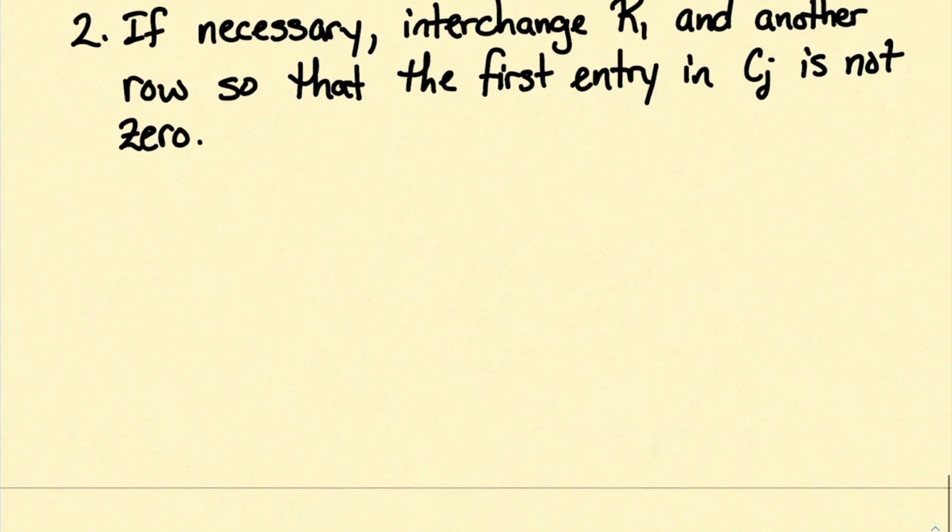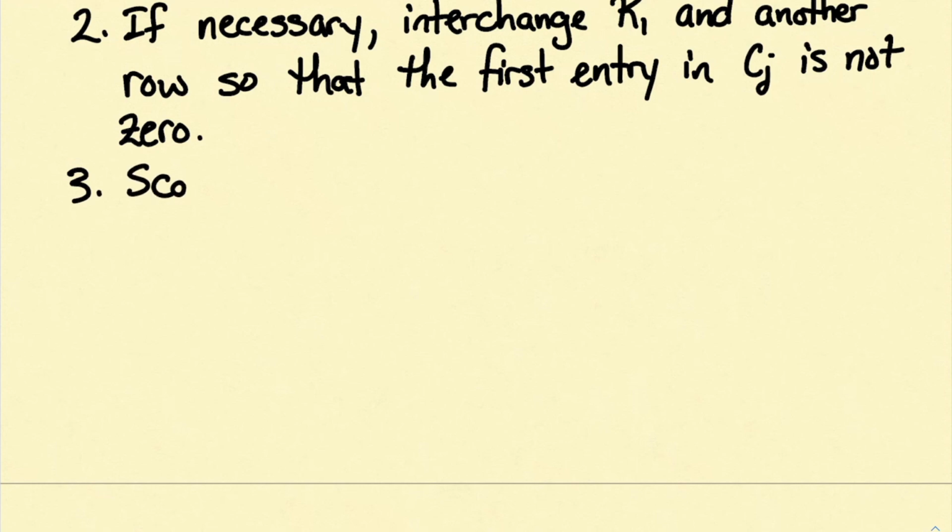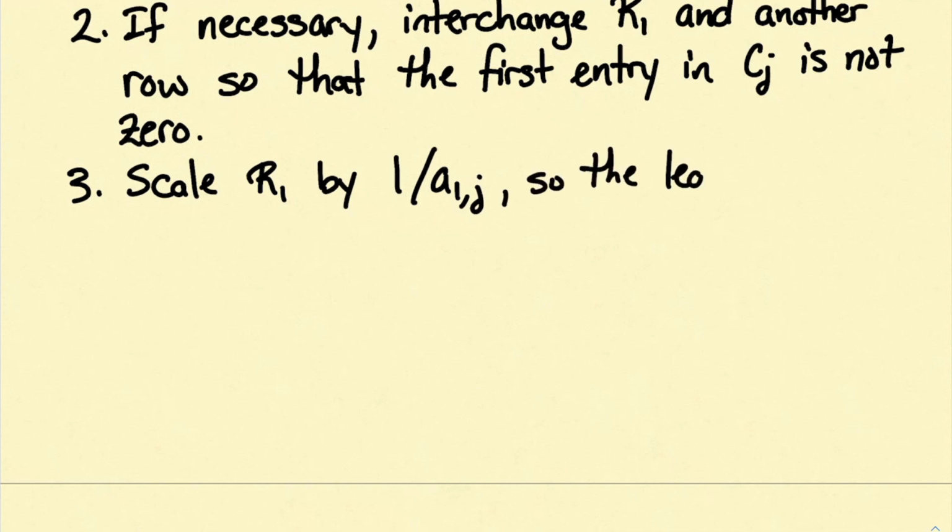Step 3, scale the first row by 1 divided by the first entry, the one at the top of column j. We call this one A1j. This ensures that the leading entry of row 1 is 1.